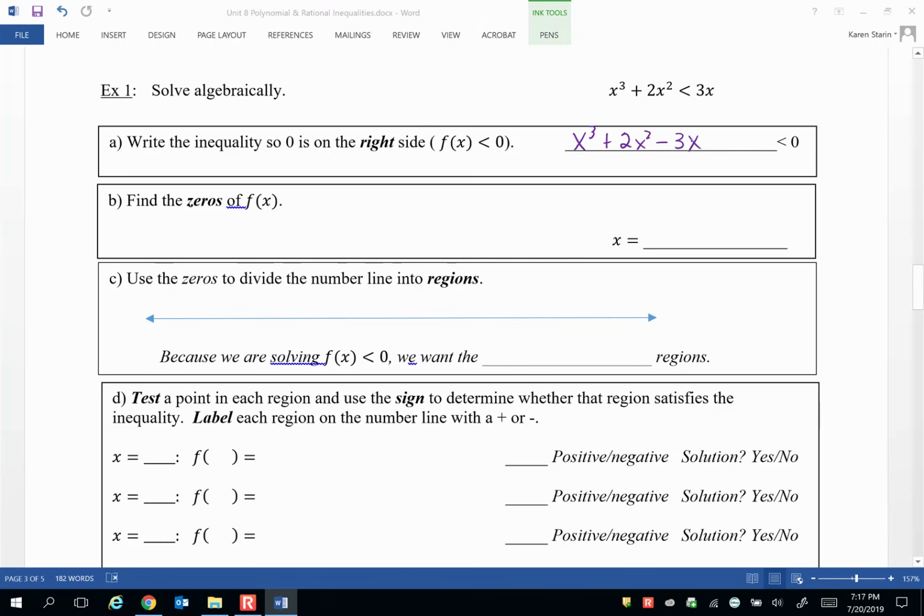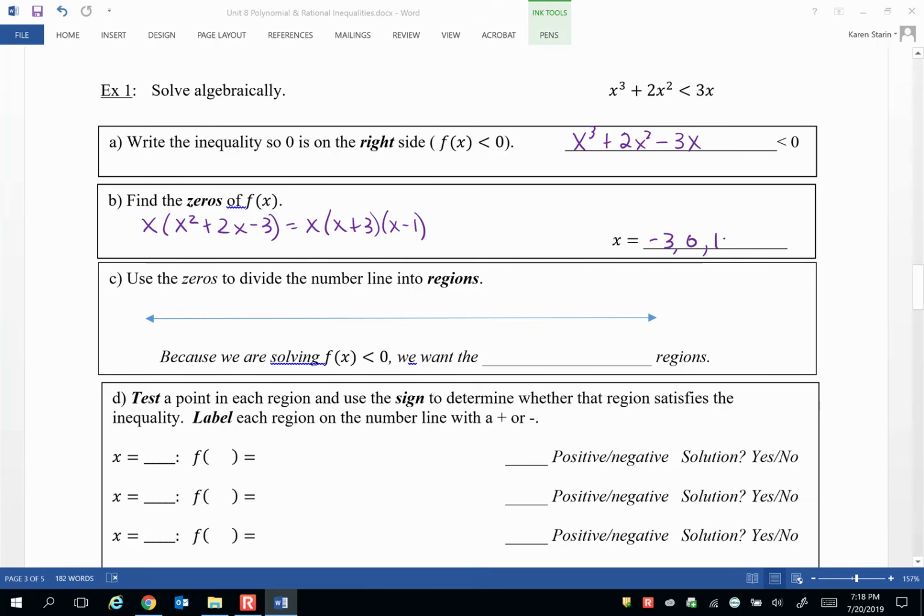So now we need to find the zeros of f of x. So we're going to do some factoring here. I see we have a common factor of x, so I'll get that out first. I'll have x squared plus 2x minus 3. I'll continue to factor that because I can. I'll have x plus 3 and x minus 1. So I have 3 zeros here. I have negative 3, 0, and 1.